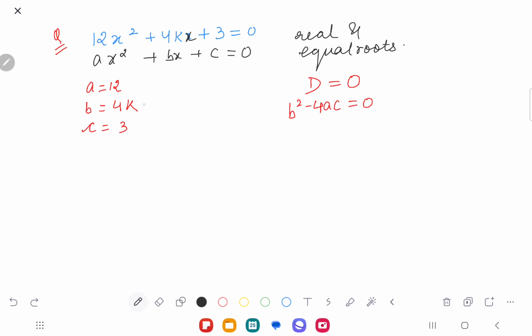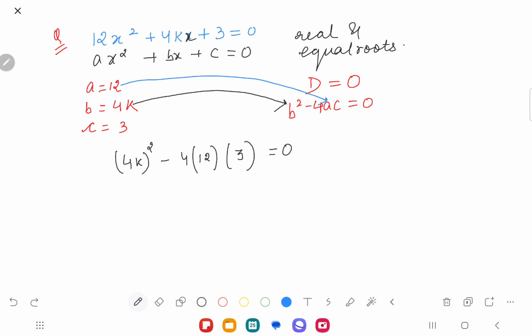So b here, I'm going to put it right here. B is going to be 4k whole square minus 4. A shall be 12 and C shall be 3 equals to 0. I'm just putting in all the values. A here, I'm going to put it right here. And C also, I'm going to put it right here. So that is going to become 16k square because that's 4 square and 16 and k square is k square, minus 48 times 3 shall be 0 because 12 times 4 is 48.